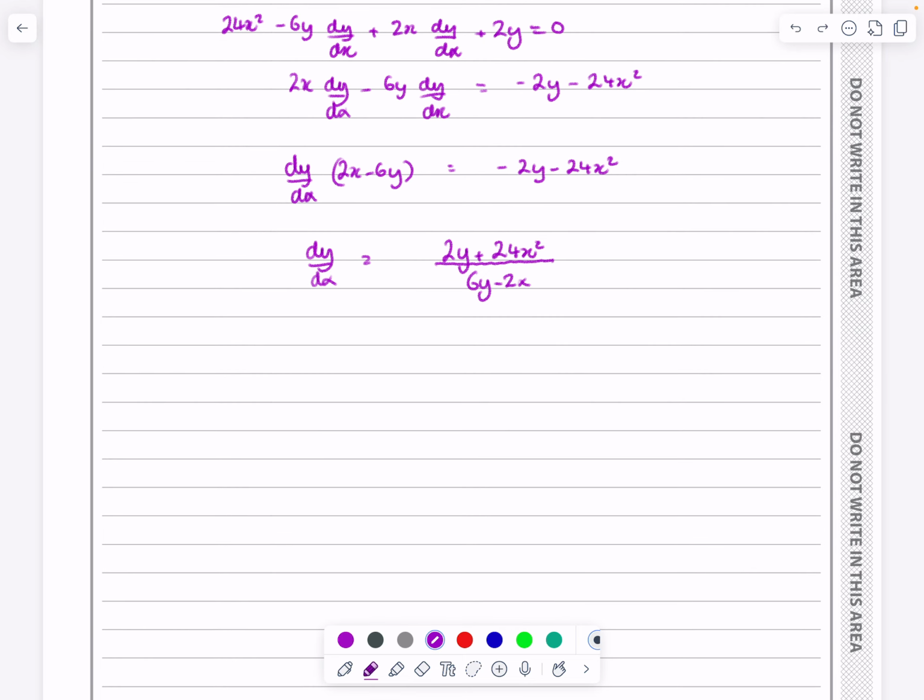And what am I trying to do? I'm trying to find my gradient. So the gradient at the point (2,5), dy by dx is going to be putting 2,5 in. So 2 lots of 5 plus 24 lots of 2 squared, all over 6 lots of 5 minus 2 lots of 2. That works out to be 106 over 26, or 53 over 13.